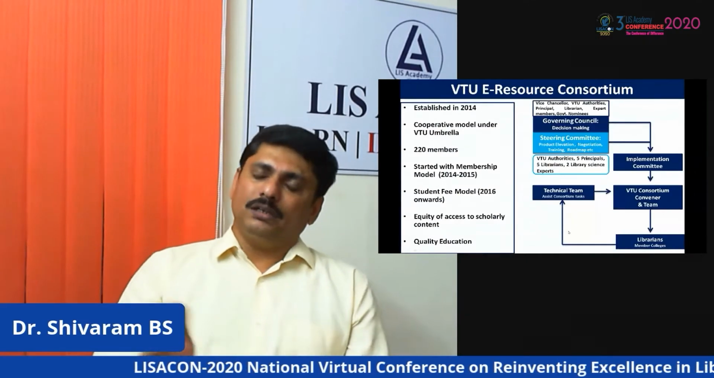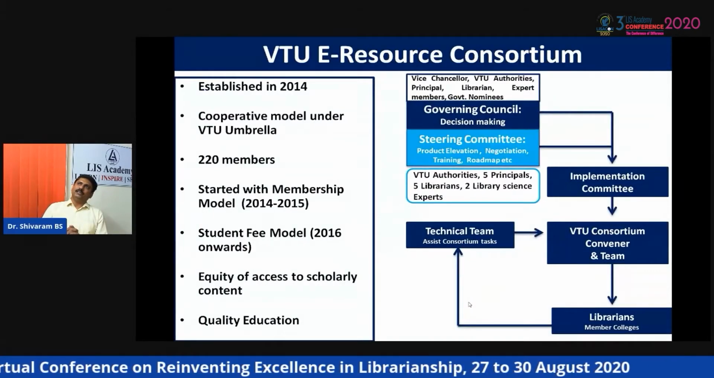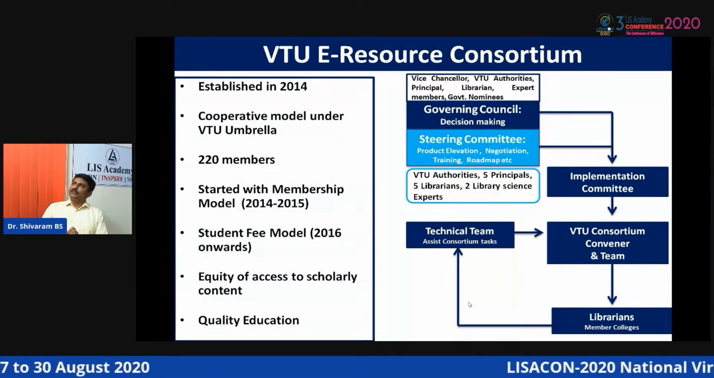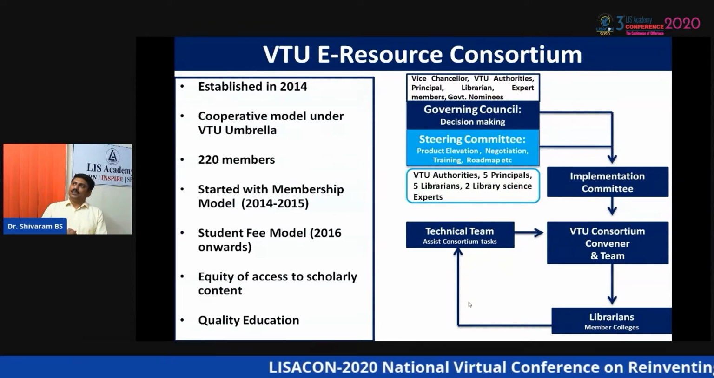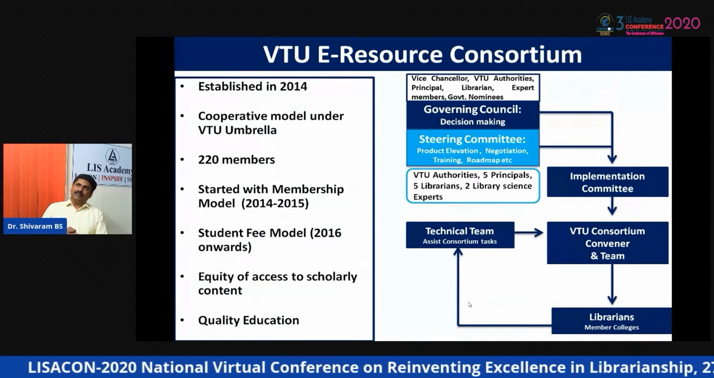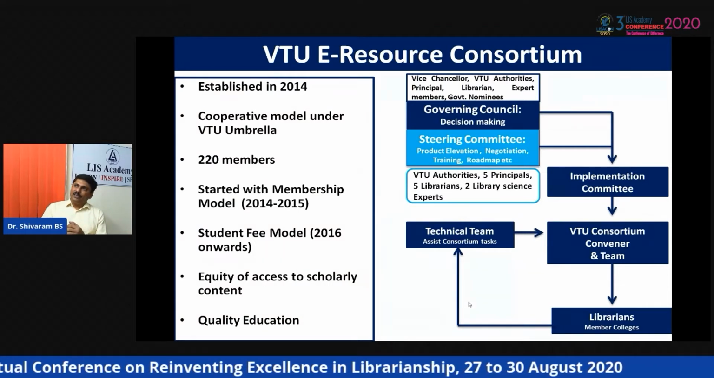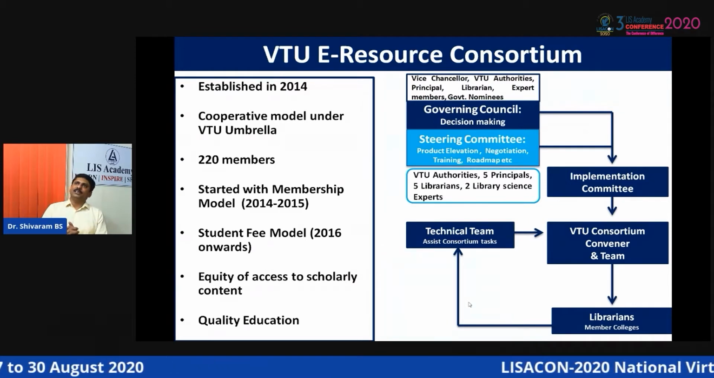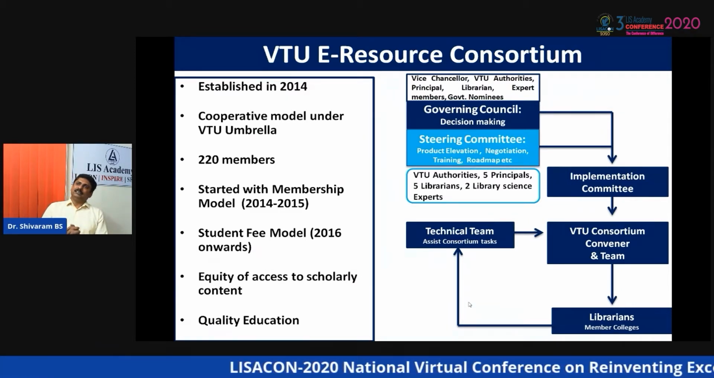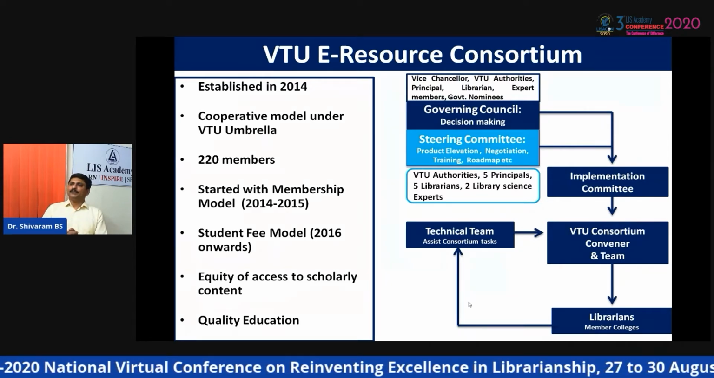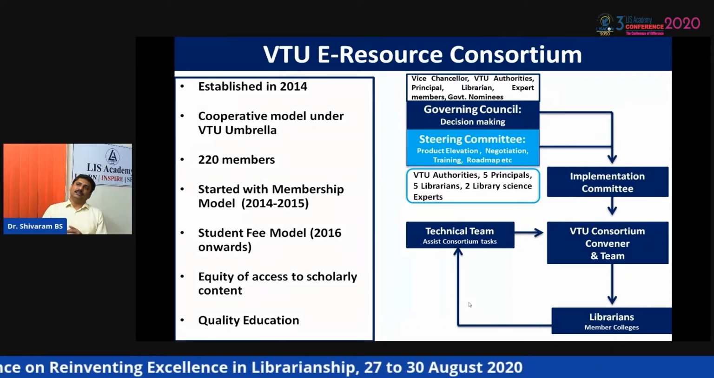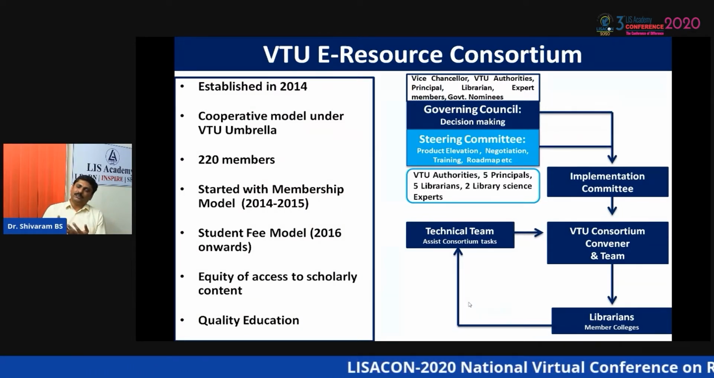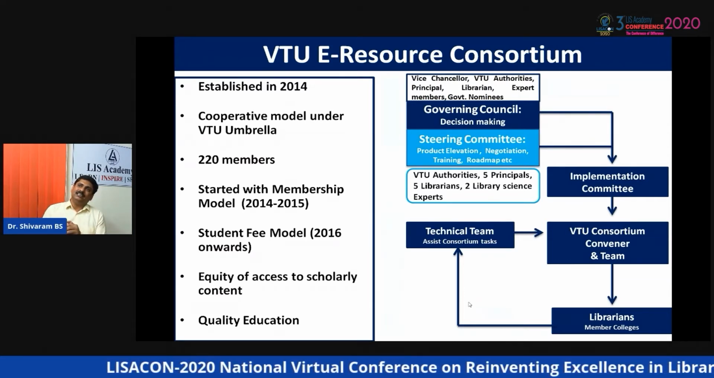To talk more about it, the VTU Consortium was rolled out in 2014, and as I told you, it's a cooperative model under the VTU umbrella. VTU has 220 engineering colleges, either affiliated, autonomous or constituent colleges of Visvesvaraya Technological University. In its initial 2 years, it worked with a membership model where engineering colleges used to become members. Unfortunately, not all 220 were on board; only 50 to 60% of colleges joined in the initial years.